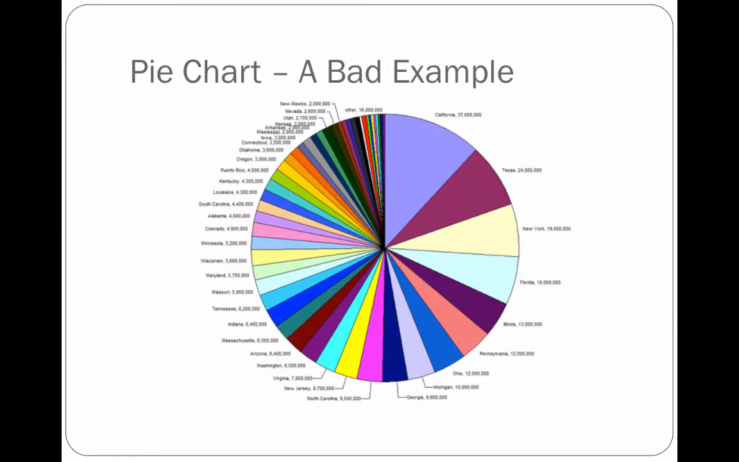This is a bad example of a pie chart. This is basically population by state, and so it's showing the most populous states get bigger pie chunks. The problem with this is that there are so many pieces of pie that it's overwhelming to your eyes. It's also difficult for the labels to make any sense because there are so many labels. This would be better represented in a different type of chart. So this is a bad example of a pie chart.